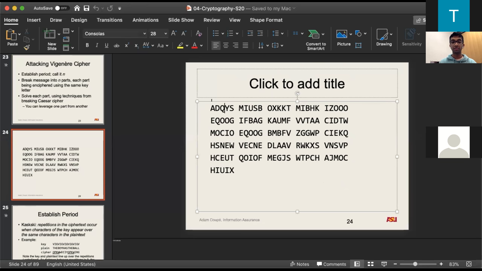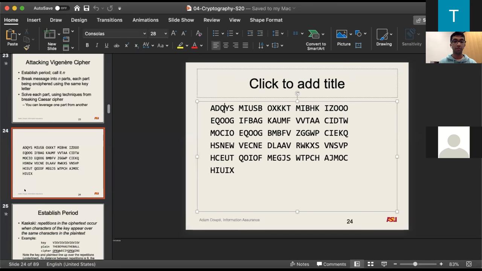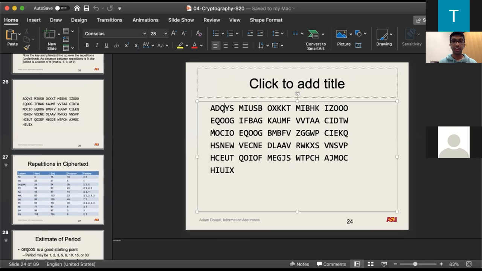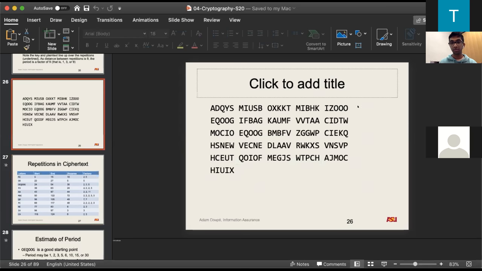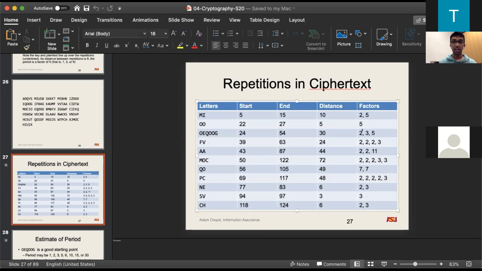We see, just looking at this encryption, we have to try to find all the possible repetitions in this. Like we can see here, EQOOG and EQOOG are one of the repetitions. So the Kasiski method asks us to look at where we can find all the repetitions possible in the ciphertext. And by looking at it, where does it start? Where does it end? And what's the distance between, let's say, the first O over here and the next O? In this case, there's a distance of 30, and we calculate all the factors for it.